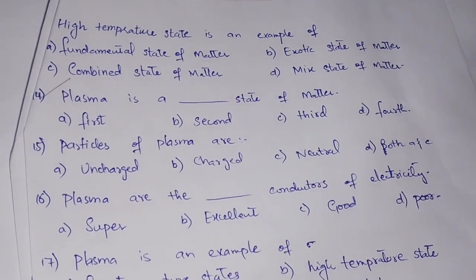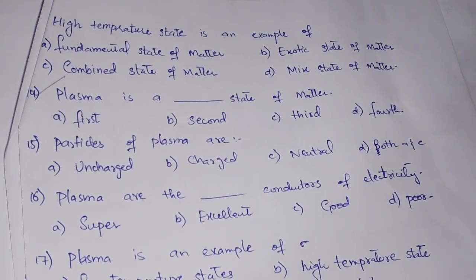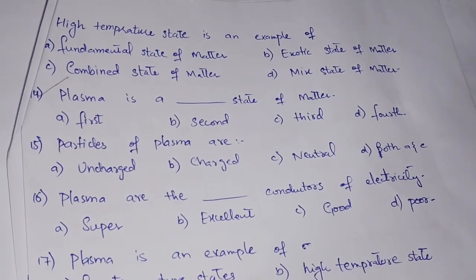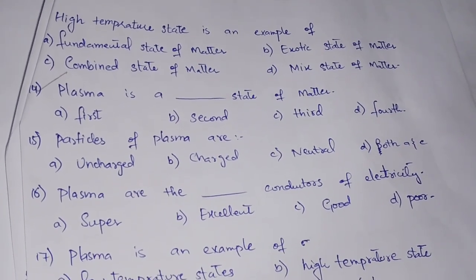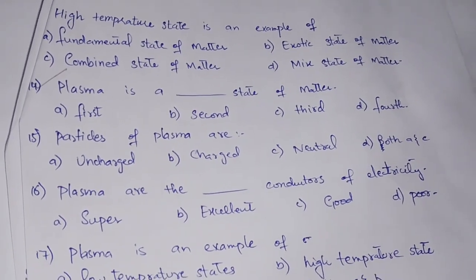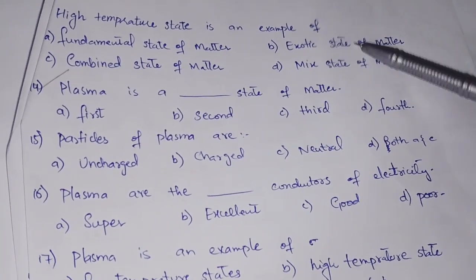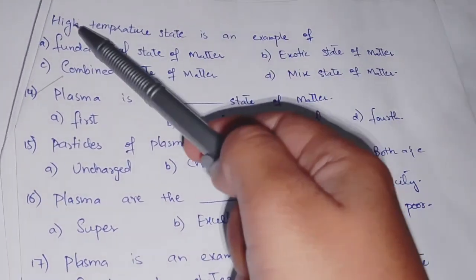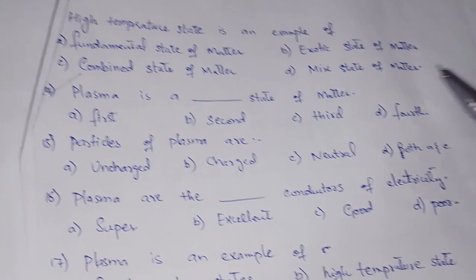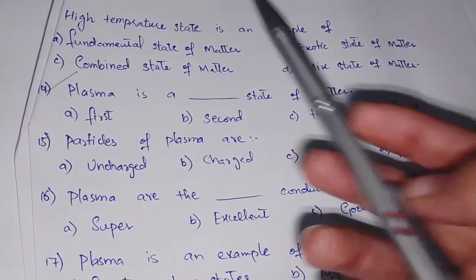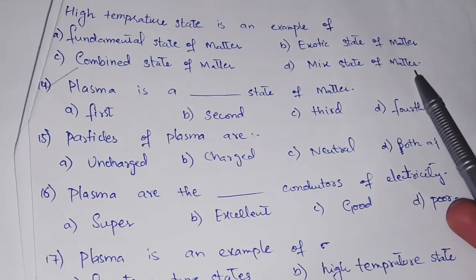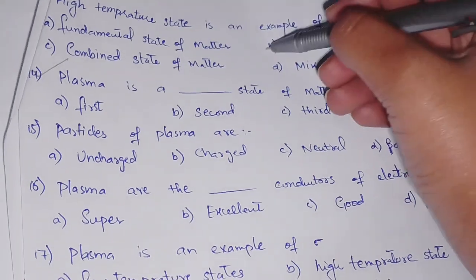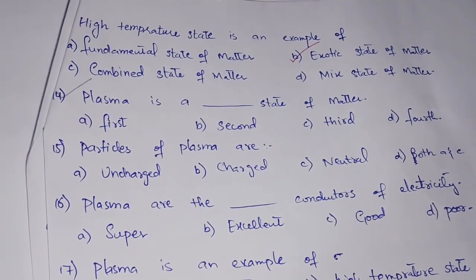High temperature state is an example of. Option A is the fundamental state of matter, option B is the exotic state of matter, option C is the combined state of matter, and option D is the mixed state of matter. We know that the fundamental states of matter are three: solid, liquid and gas. The exotic states of matter are high temperature, low temperature and the combined state. Here we have a high temperature state, so it goes to the category of exotic state. Combined state is also a type of exotic state, and mixed state is also a type of exotic state. So option B is the correct option, which is the exotic state of matter.